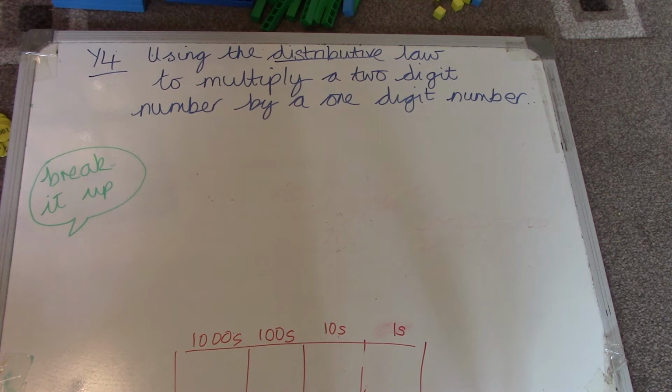So the distributive law, breaking it up, you might use jottings to do that. It's an informal method. You might use the grid to do this, or you might use an informal jotting to do this. So I can show you what it looks like, or what it could look like.